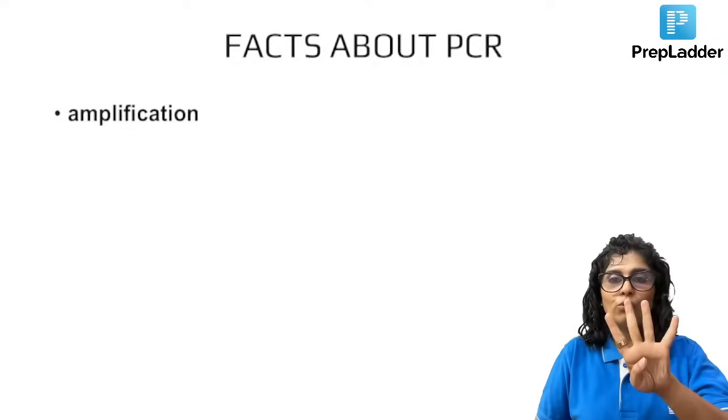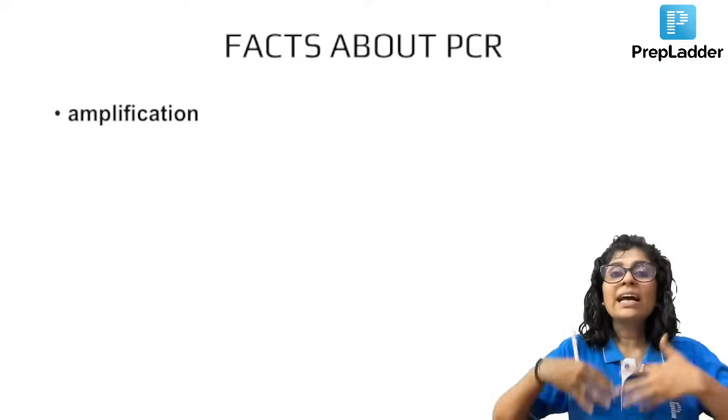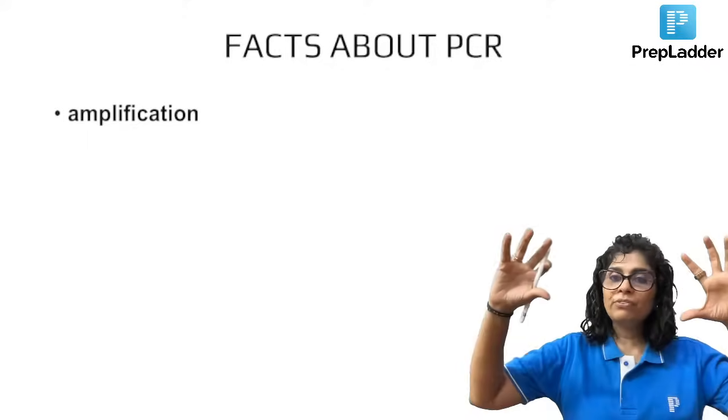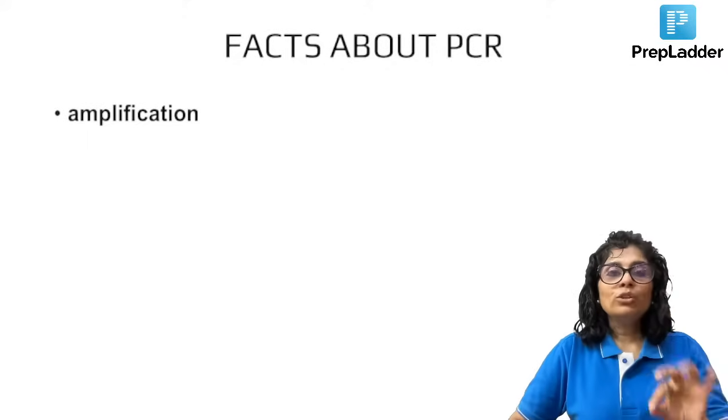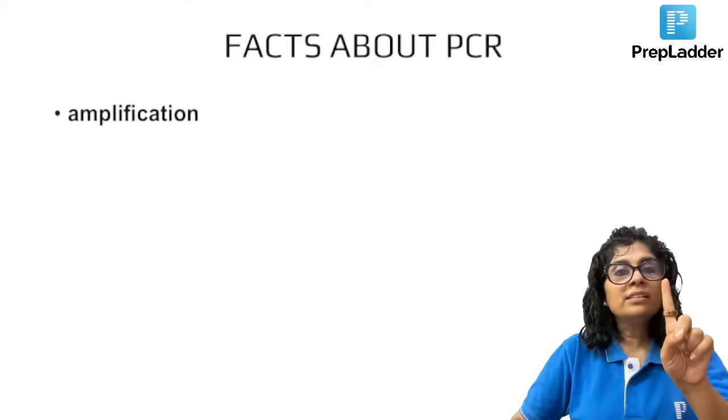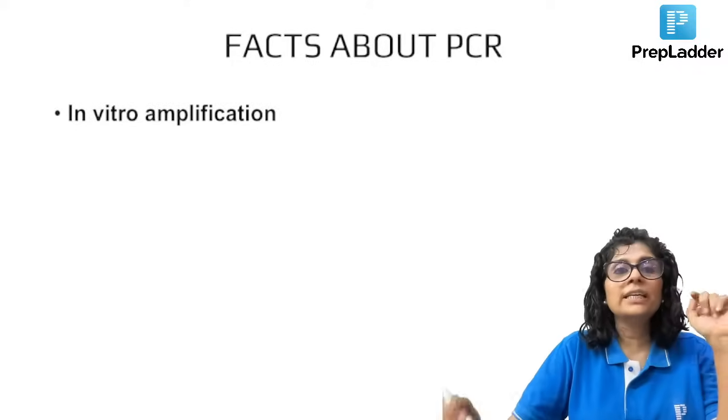From 2 you get 4. From 4 you get 8. So you're amplifying fragments. So what is PCR? PCR is an amplification process. For this amplification, I'm going to add 2 adjectives. One is, it is in vitro amplification.